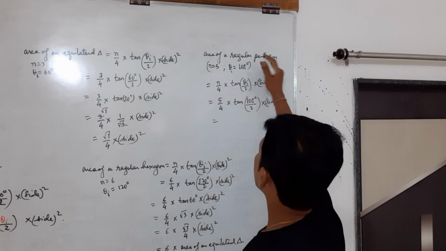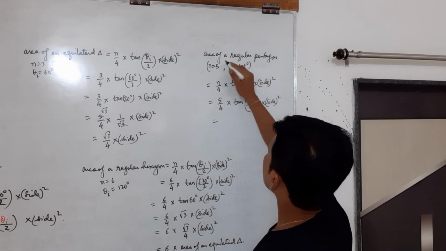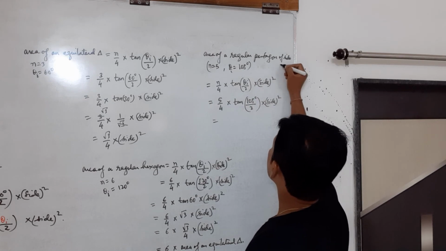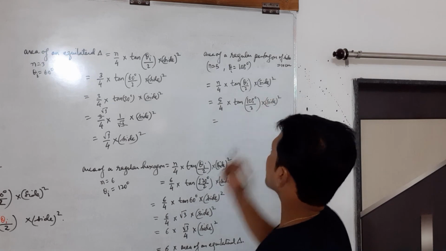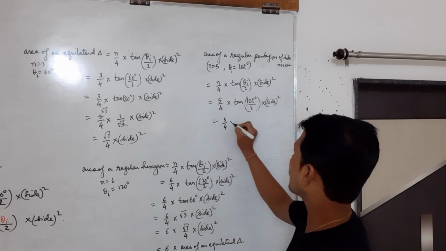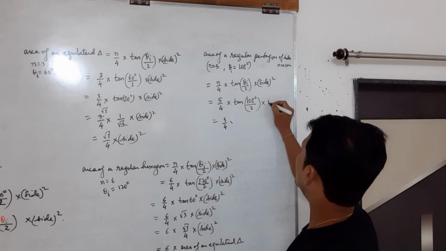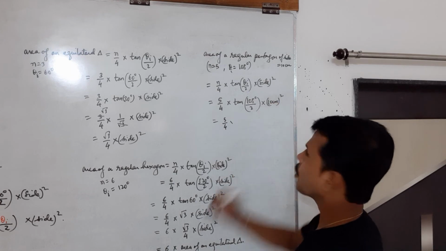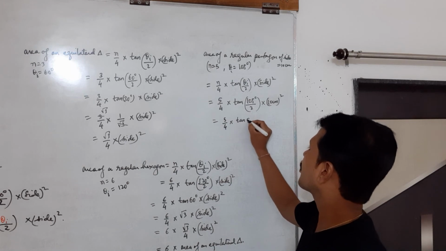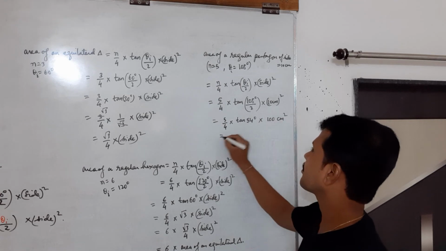Now suppose the length of the side is given to you. The question is like: area of a regular pentagon of side equal to 10 centimeter. Suppose it's given to us like this. So this is 5 upon 4, and I am writing over here 10 centimeter whole square. Now this is 5 upon 4 tan of 54 degrees and this is 100 centimeter square.